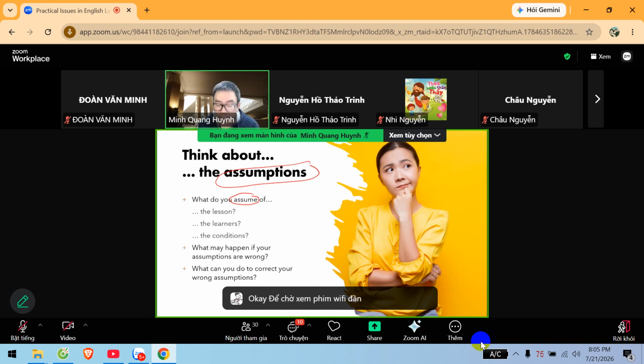So when you plan your lesson, what do you think about the lesson? What do you think about the learners? What do you think about the conditions? Without evidence of any of this. And what if what you think is wrong? What if your assumptions are wrong? What will happen? So for example, when I teach a lesson, I assume that you know about lesson planning.